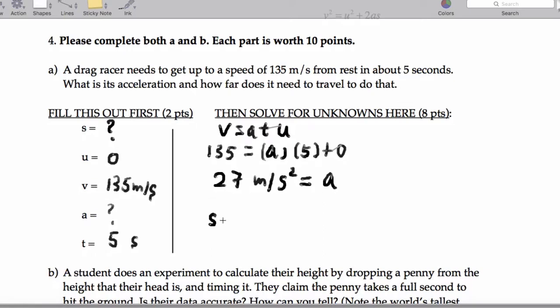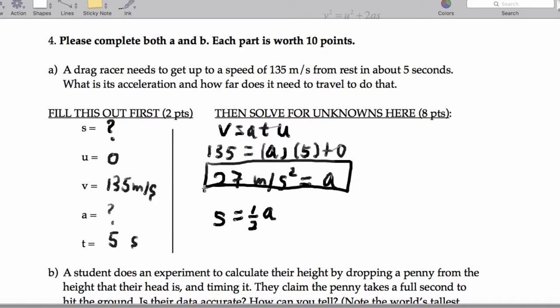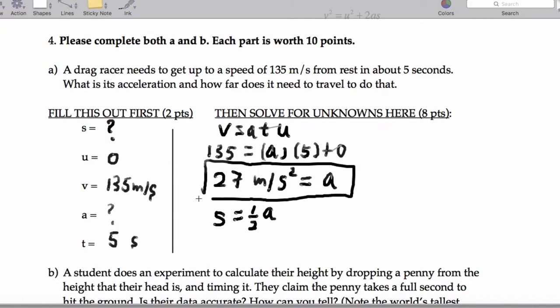So I'll use s equals 1/2 at squared plus ut. Let's put this in a box. There's the box. 1/2 at squared plus u times t.